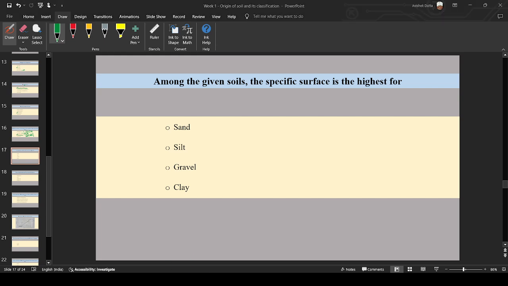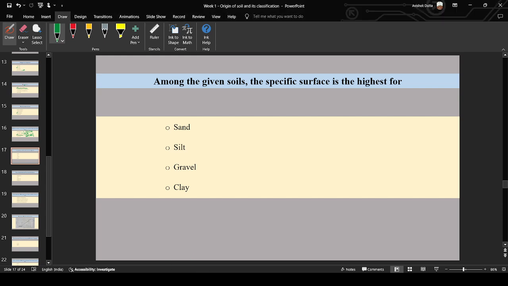Among the given soil, the specific surface is the highest for. Now specific surface, the formula is surface area per unit mass. Surface area per unit mass.